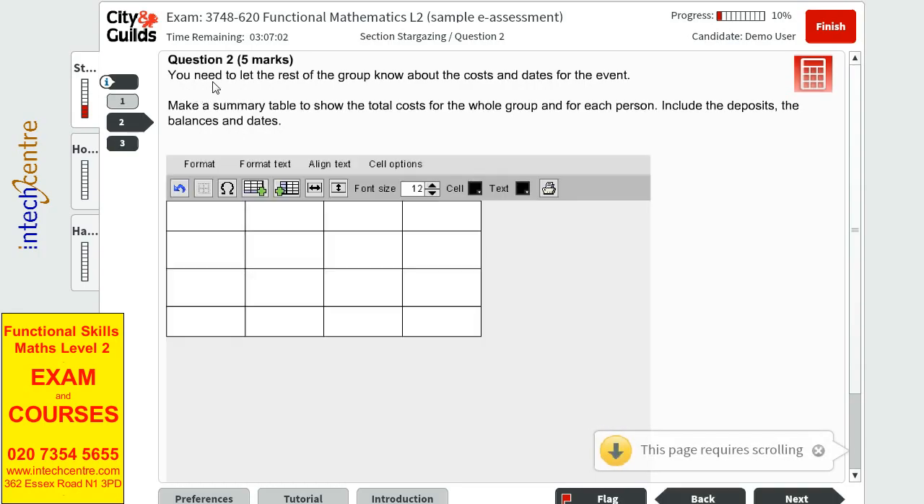Now, as I was saying earlier, you will have to fill out this table. We have to make a summary table to show the total cost for the whole group and for each person, include the deposits, the balances, and the dates. So when they say to show the total cost, you have to go back to the first question. They don't need any extra information or information that they already provided you with. In these cases, you mainly have to show your results or even end up with completing calculation. In some cases, you have to show the total based on the information you've put in the table.